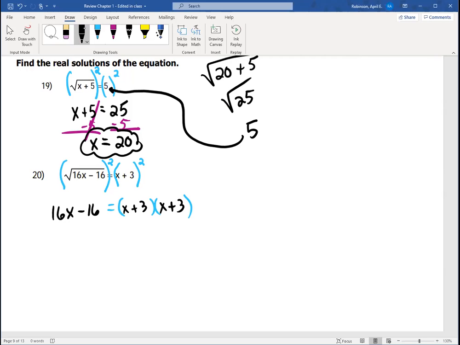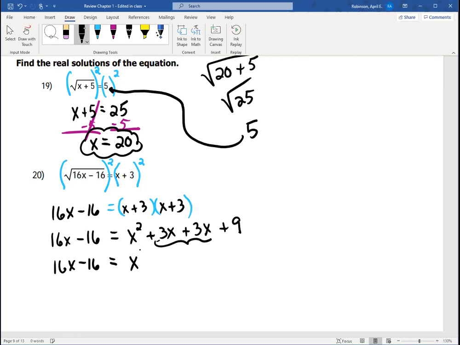That's easy. On the right, however, I will have to go through the FOIL process. So first times first is x squared. Outside is 3x, inside is 3x, and last times last is 9. And then I can combine like terms because the 3x and the 3x are like terms. So it's going to be x squared plus 6x plus 9.